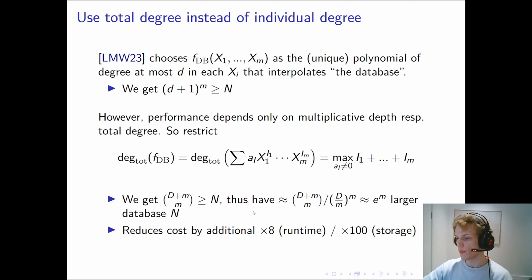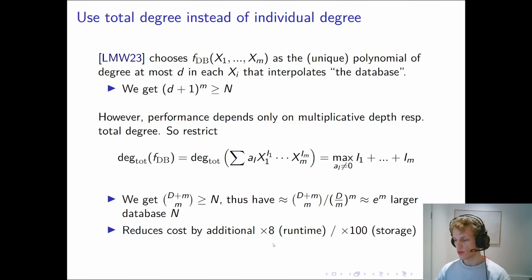And this is an improvement in basically the database size that we can work with of about (d+m choose m) over (d over m)^m. If we forget the 1 here and use capital D, the total degree is n times d. And using Stirling's approximation, we find that this is about e^n. So we support a larger database at the same cost.